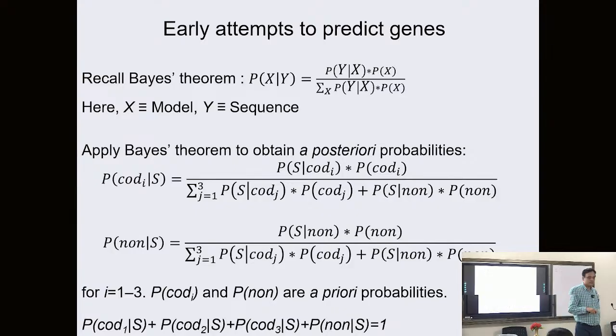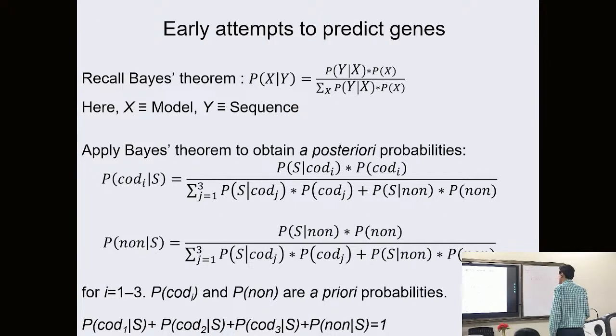Where? J is indicating that j goes from 1 to 3. Okay, so this is a summation. So first consider j is equal to 1. Then this becomes the probability of S given coding 1, the probability of S given j is 1, coding in frame 1. And then multiplied by the probability of coding in frame 1. So this summation is from here to here, because there is no j here.